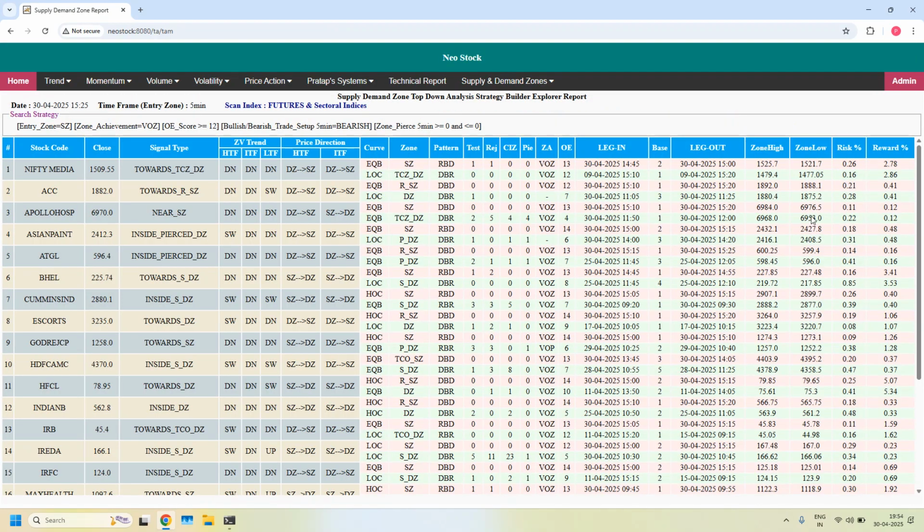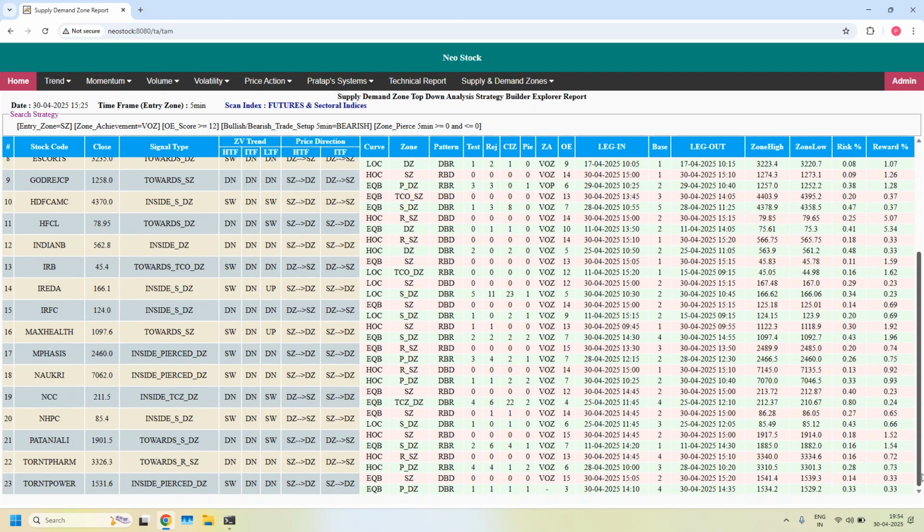With these filters, we got more stocks. First 15 stocks in the list supporting bearish trade setup for hourly income trade. Scrolling the list down, total 23 stocks are filtered. All 23 stocks are supporting bearish trade setup for hourly income trade, and entry time frame zones are 5-minute supply zones. We have 23 5-minute supply zones available.